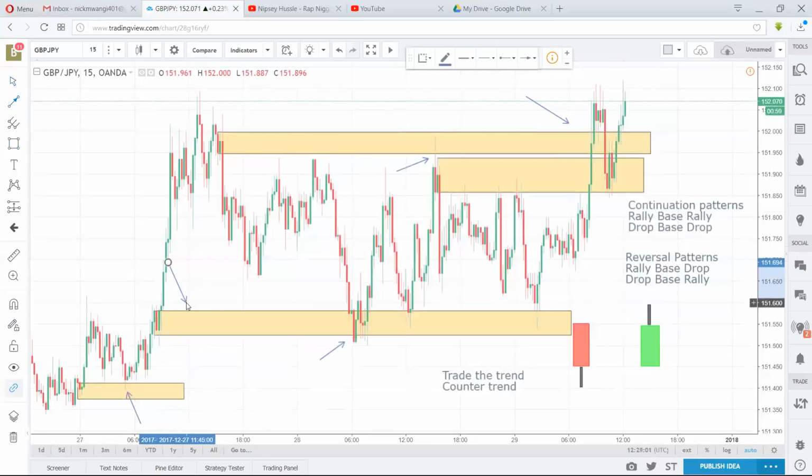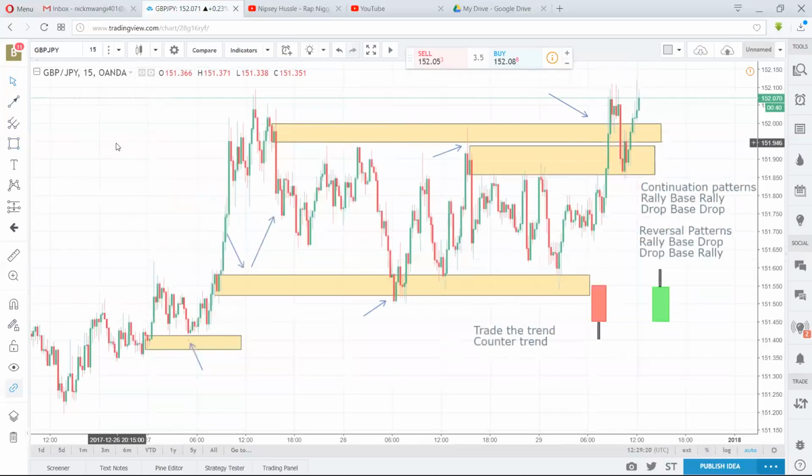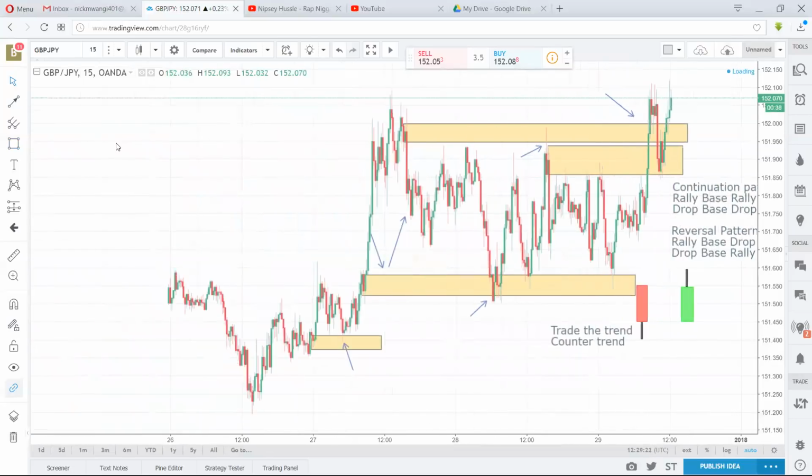We'll be hoping for a pullback before the market actually goes back up. Okay, that's how we imagine trading the trend is. However, when you're trading the counter trend, what we really say is, let me zoom out a bit.